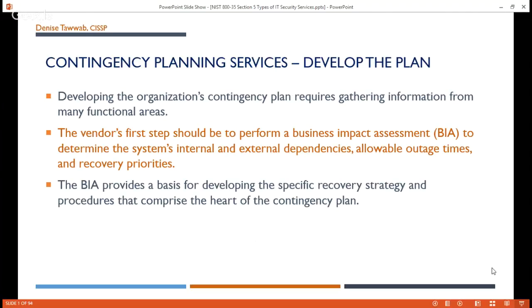So developing the plan. The organization's contingency plan requires gathering information from many functional areas. The vendor's first step should be to perform a business impact assessment to determine the system's internal and external dependencies, allowable outage times, and your recovery priorities. The BIA provides a basis for developing specific recovery strategies and procedures that are going to make up the heart of the contingency plan.